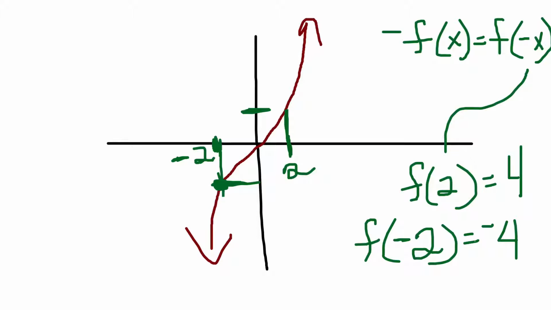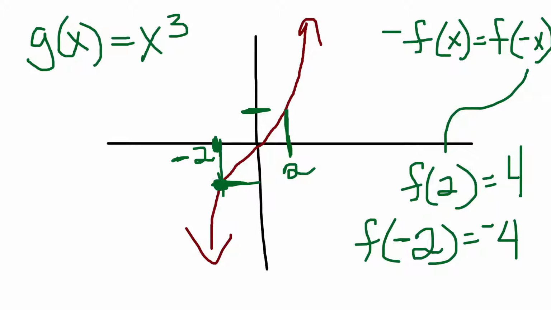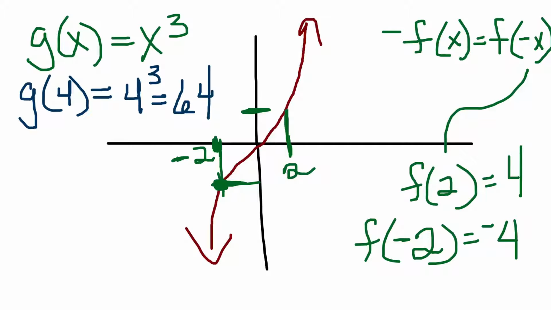One of the most common odd functions is our cubic function. So let's say this is g of x is equal to x cubed. Let's see how this matches with what I had stated before. Let me change some colors for some clarity here. So what is g of 4? Well, g of 4 is going to be 4 cubed. And 4 cubed I know to be 4 times 4 times 4, which is 16 times 4, which gives me 64. That's going to be way up here.